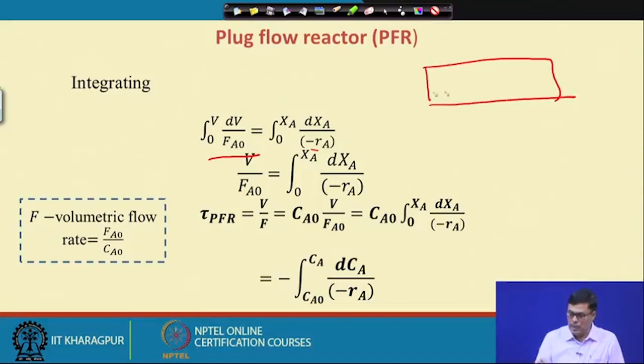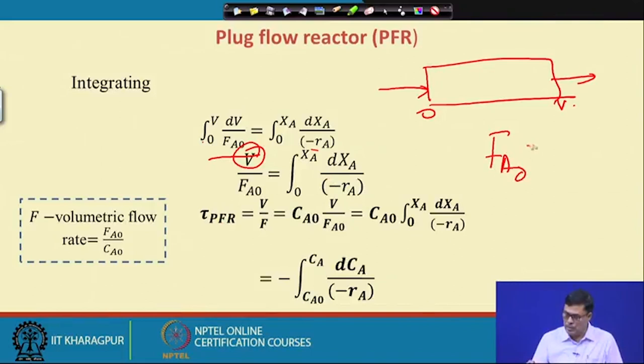This is the plug flow reactor, with zero volume at the inlet and V volume at the outlet. So you can integrate from zero to V volume, and dV will naturally give V, and F A 0 is constant, so it comes out. Now, what is F A 0? I told you F A 0 is equal to C A 0 into F. So I can write V by F equal to C A 0 into the integral of dX A over minus R A. And again, I told you that C A equal to what?